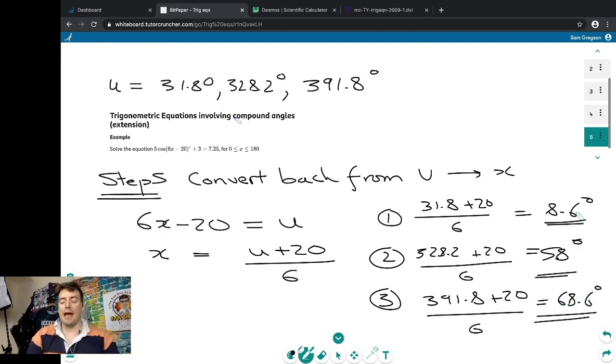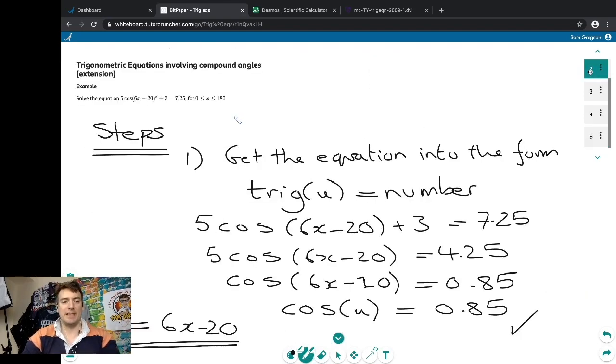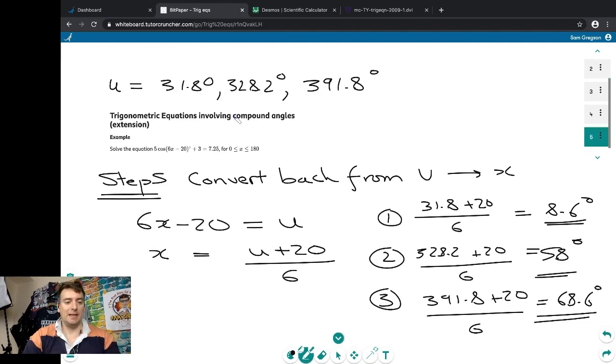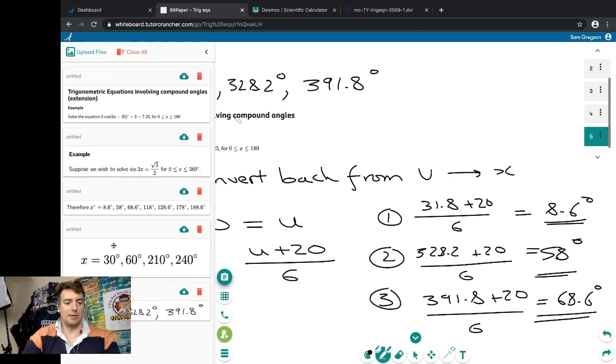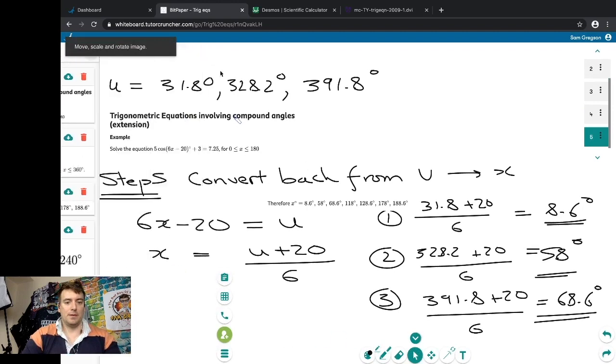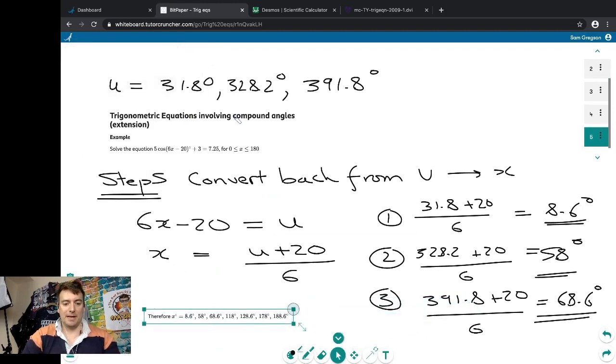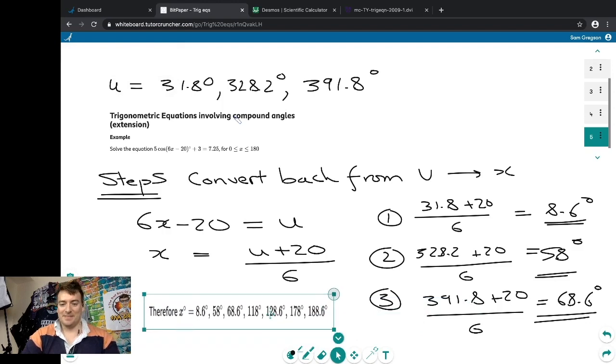And as I said, we would have kept going if we were super serious about doing this in an exam situation. But let's take our answers from the start, and hopefully we will see that these overlap nicely with the answers to this question. So here are the solutions that we were hoping to get. There we are. And are they correct? 8.6, fingers crossed, 58, 68.6. Yeah, 68.6. Nice. And we would keep going.